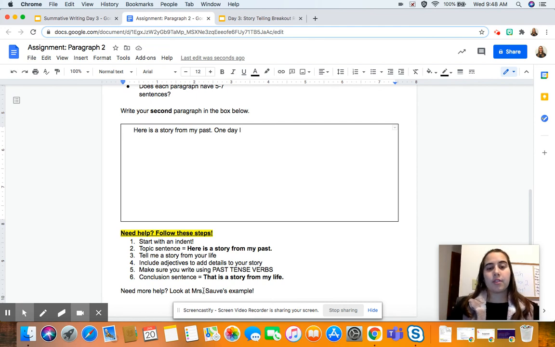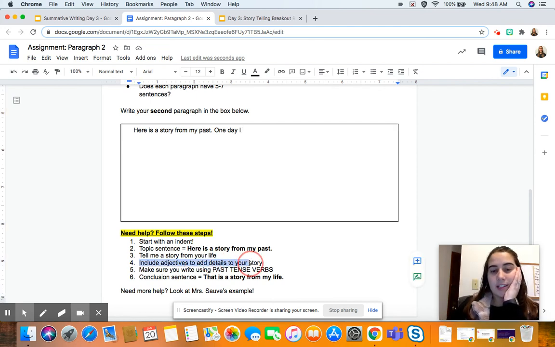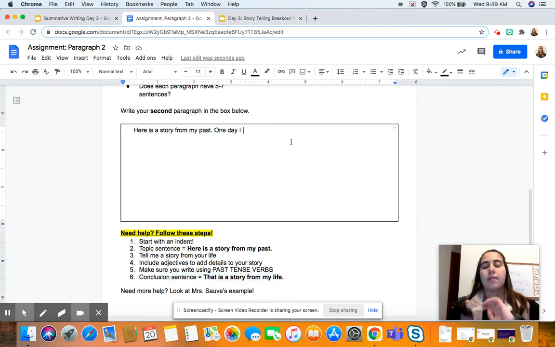And then make sure you include details by adding adjectives. Make sure your verbs are in past tense. And then end with your conclusion story or conclusion sentence. So here's my story. And then I can add my conclusion. That is a story from my life, right? Or like in my story about my husband, if I went to go back and change it, I could say that is the story of how I met my husband, right?